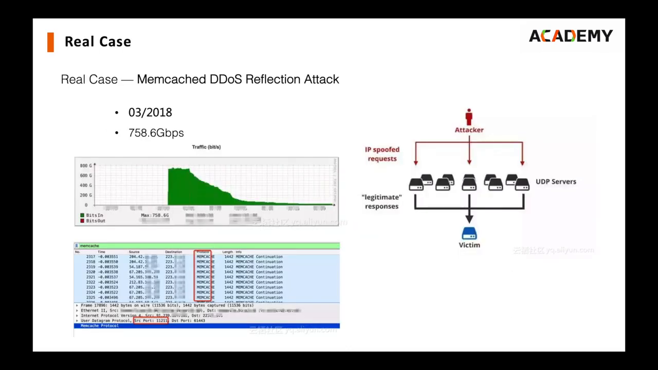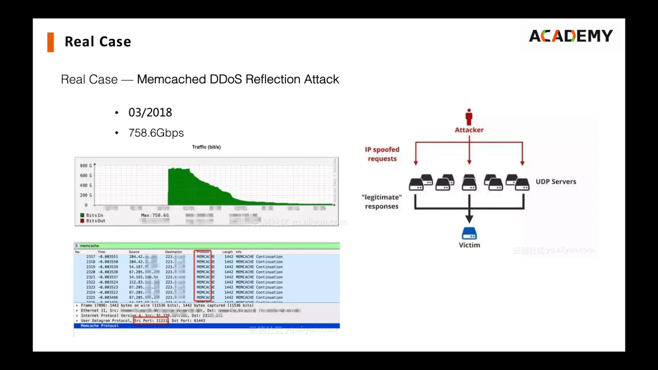So let's look at a real case here. This is an attack that takes advantage of, let's call it, a design flaw in Memcached. Memcached is a service on Linux that is used as an in-memory cache, typically in front of a database, in order to speed up database access. So it's an in-memory key value store, and it's not designed to be exposed to the internet.